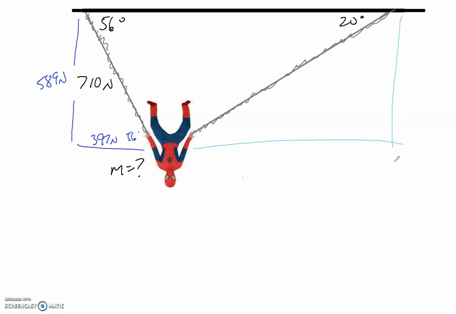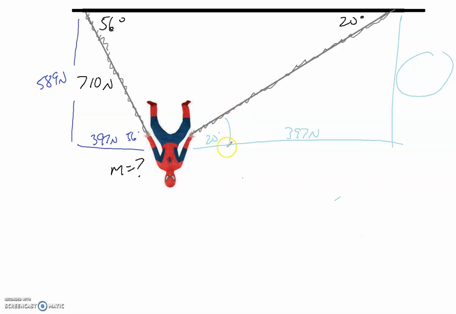The x components have to be equal to each other. So I got 397 over here. I have to have 397 newtons over there. And this is also 20 degrees if it's easier to visualize that angle. So if I have the 20 degrees here, and I've got the 397 over there, I can use my tan theta to figure out what my missing vertical component would be.